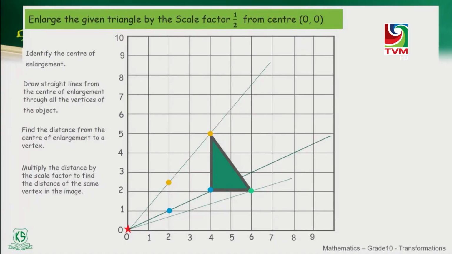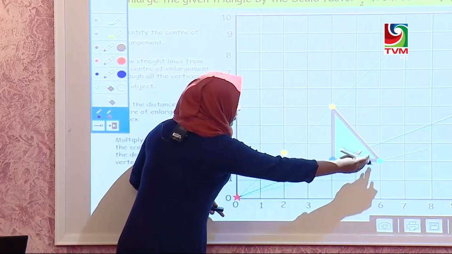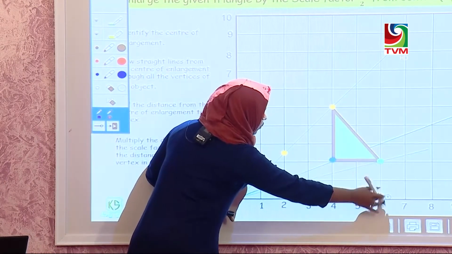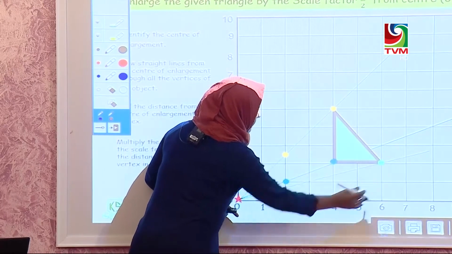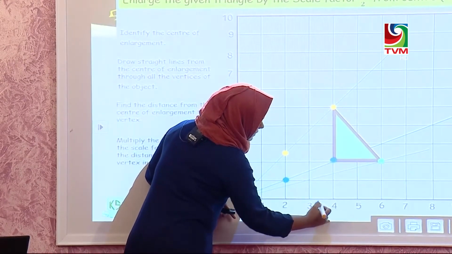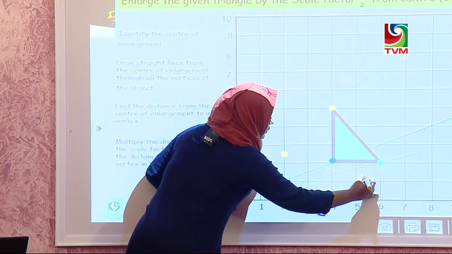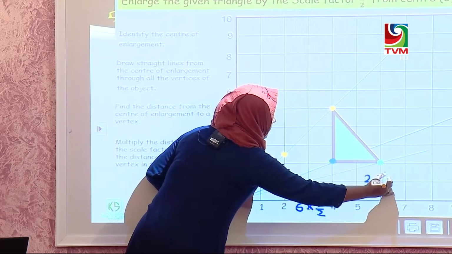Now to get the third point, we are going to follow the same step. Check the distance from the center of enlargement to the point there. As you can see, across we have 6 and up 2. Now multiply the distance with the scale factor. So if you have 6 squares, multiply it by the scale factor half, and vertically we have 2. So multiply it by half.